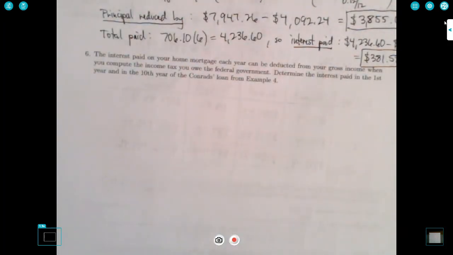But anyway, last one. Says the interest paid on your home mortgage each year can be deducted from your gross income when you compute the income tax you owe the federal government. That's good to know. So determine the interest paid in the first year and in the 10th year of the Conrad's loan from example 4. The interest paid in the first year.